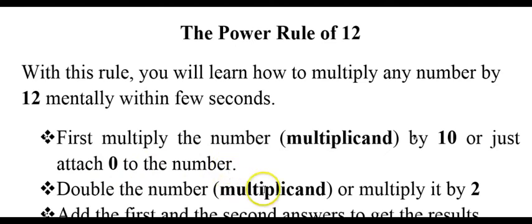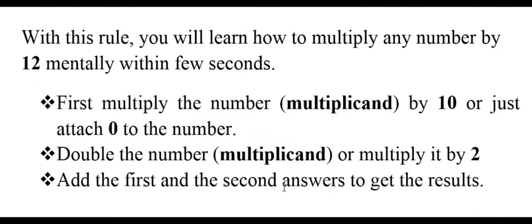Then you double the multiplicand. That is multiplying it by 2. Then add the first and the second answers to get the result. It's a bit complicated, right? But very simple. When we take an example, you see how simple it is. Let's try an example and see.